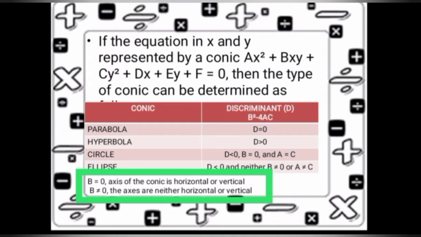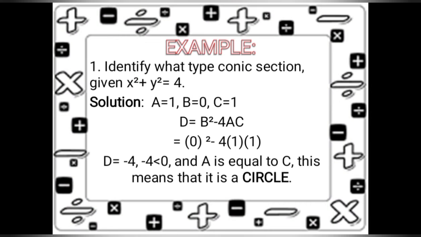If b is equal to 0, the axis of the conic is horizontal or vertical. But if b is not equal to 0, then the axes are neither horizontal nor vertical. For you to deeply understand our topic, let me give you some examples.